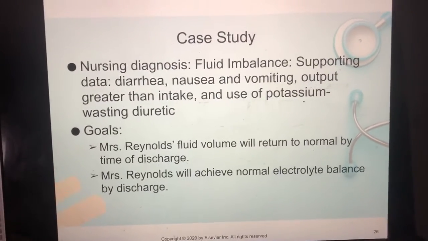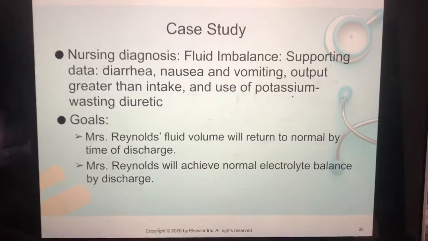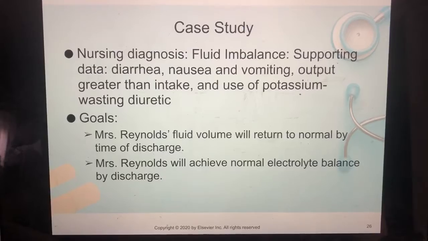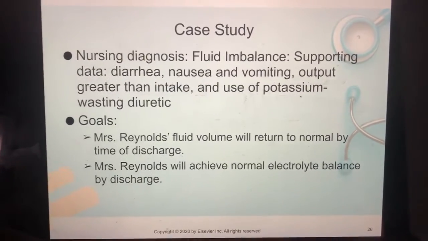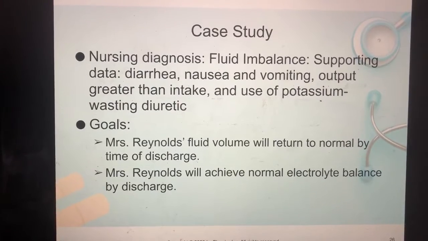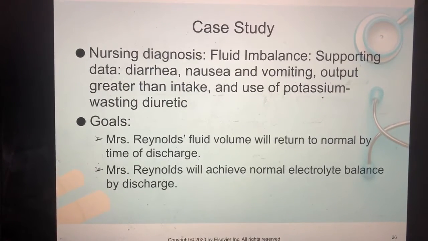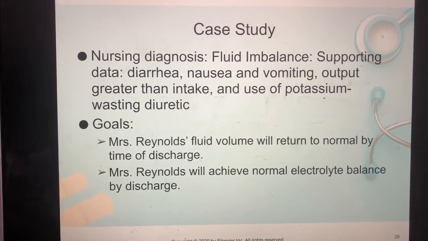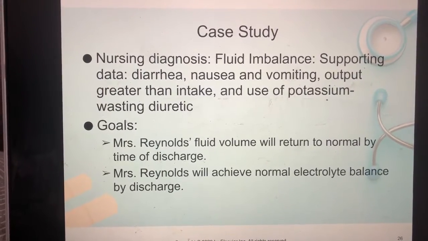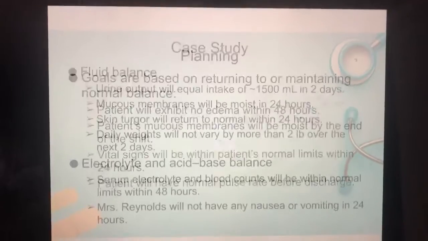So our nursing diagnosis is fluid imbalance, and our supporting data is the fact that she's having diarrhea, she's nauseous, and she's vomiting. Her output is greater than her intake, and she uses a potassium-wasting diuretic, which is the furosemide that we talked about. So our goal is to return her fluid volume to normal by the time of her discharge, and that she will achieve normal electrolyte balance by discharge as well.